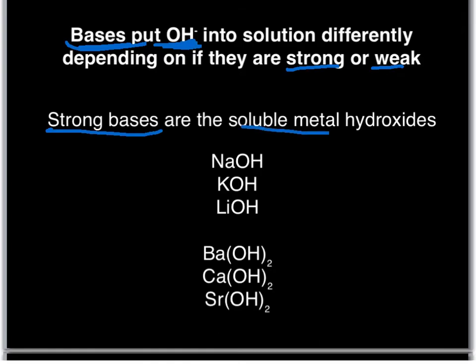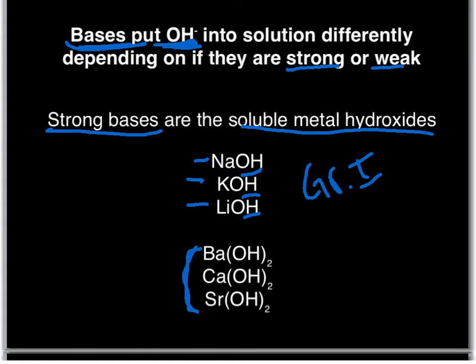Strong bases are the soluble metal hydroxides. So that means we're talking about the group 1 metals with the hydroxide on. I listed 3 of them here, but there's a couple more. Sodium hydroxide, lithium hydroxide, potassium hydroxide, those are all soluble. They've got alkali metals with them. So that's how they produce hydroxide ions. Some of the group 2 metal hydroxides are also soluble, so barium and calcium and strontium hydroxide, those are also strong bases. So you're looking for some kind of metal with a hydroxide on for a strong base.